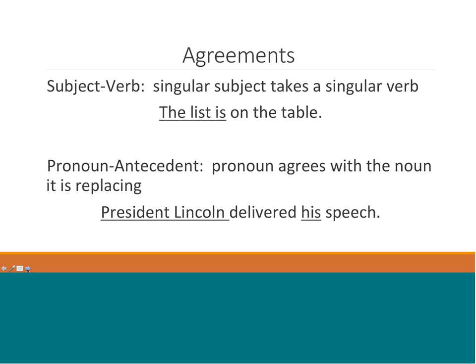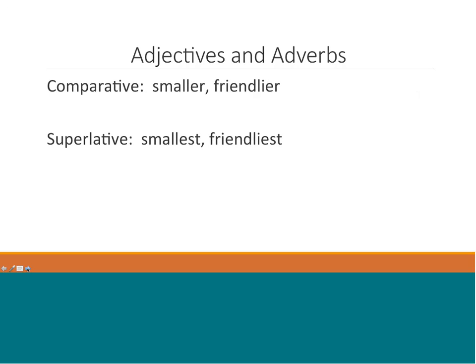All right, agreement. So the subject-verb agreement: a singular subject takes a singular verb, so the list is on the table, where the verb matches the noun. And the pronoun antecedent agreement: the pronoun agrees with the noun that it's replacing. So President Lincoln delivered his speech. Adjectives and adverbs again, but now we're talking about comparative and superlative. So smaller and friendlier are the comparative adjectives, and superlative are the smallest, friendliest.